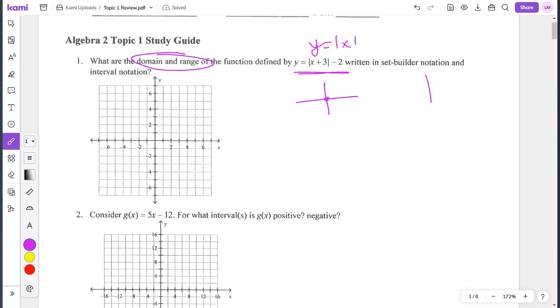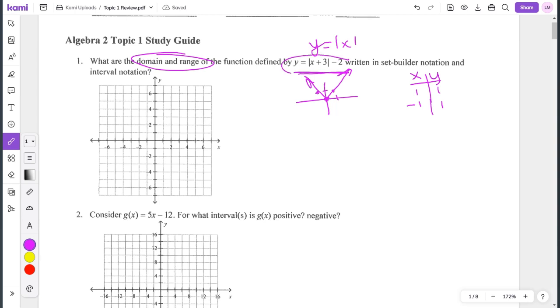All right, so I know that the parent function, y equals absolute value of x, has a vertex at 0, 0, and you can make an xy chart if you want to. When x is 1, y is 1. When x is negative 1, I take the absolute value of negative 1, I get positive 1, and I know that it makes a V, so I don't need to go any further than that, right?